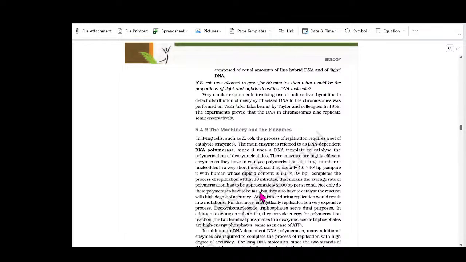Not only do these polymerases have to be fast, but they also have to catalyze the reaction with a high degree of accuracy. Any mistake during replication would result in mutations. Furthermore, energetically, replication is a very expensive process. Deoxyribonucleoside triphosphates serve dual purposes. In addition to acting as substrate, they provide energy for the polymerization reaction. The two terminal phosphates in a deoxynucleotide triphosphate are high-energy phosphates, same as in the case of ATP.